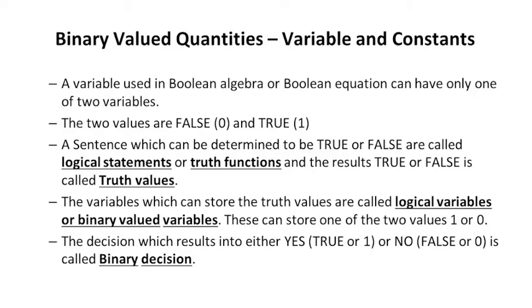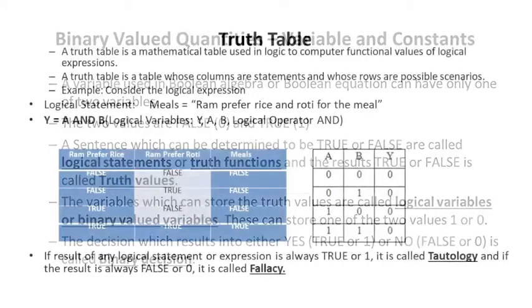A sentence which can be determined to be true or false is called a logical statement or truth function, and the results true and false are called the truth values. The variables which can store the truth values are called logical variables or binary valued variables. These can store one of the two values, 1 or 0. The decision which results in either 0 or 1 is called a binary decision.